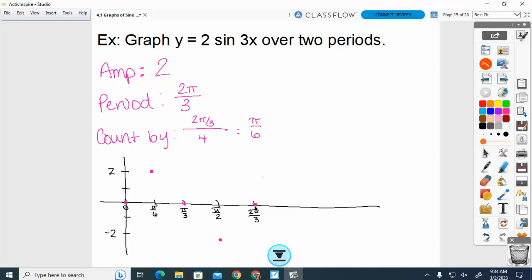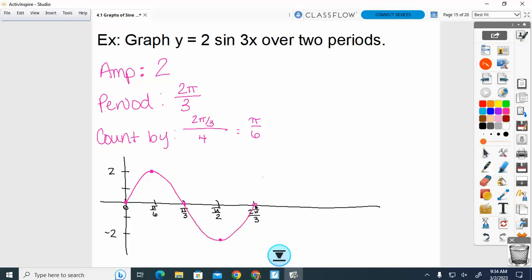Could you get these points by plugging those values into your trig function? Yeah, that's all we're doing. We're just saving time by using the pattern we know. If I put pi over 2 in, I get sine of 3 pi over 2, which we know is negative 1. 2 times negative 1 is negative 2. That's where it comes from. We're just using the pattern instead of making the t-chart every time.